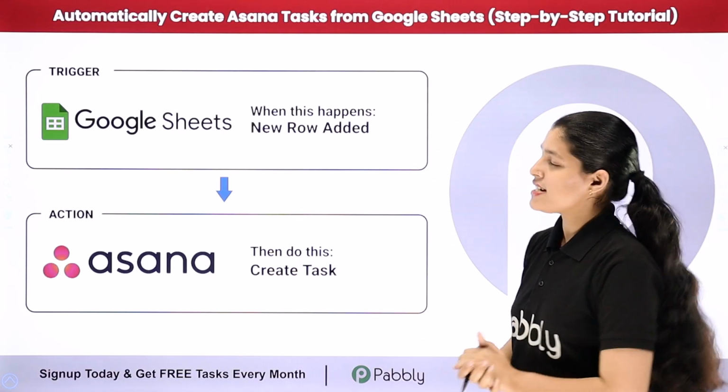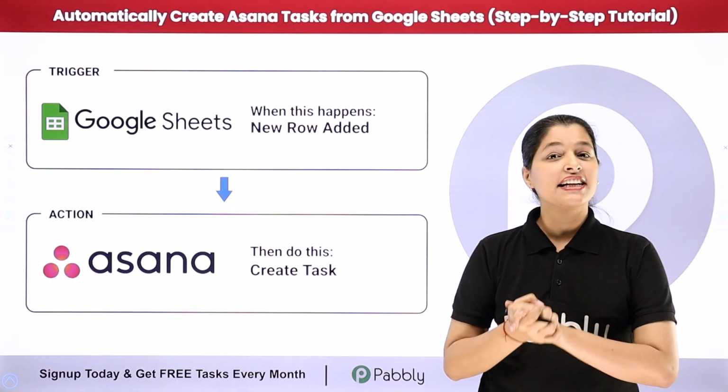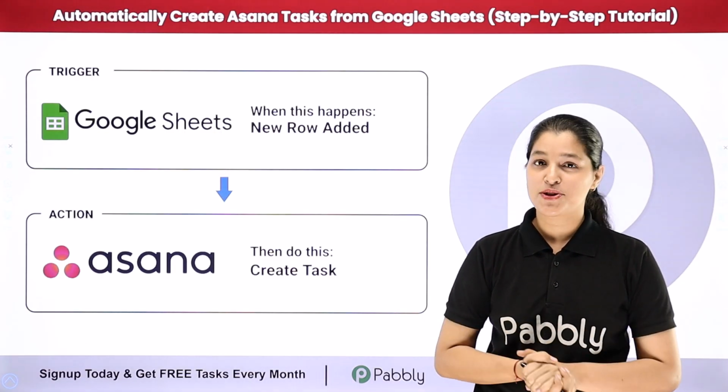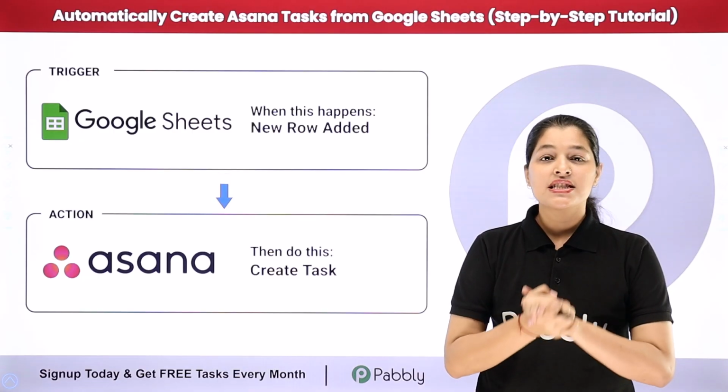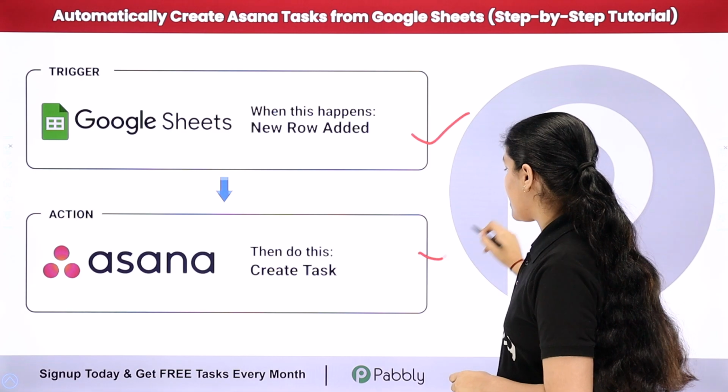task from Google Sheets. And I have created this automation by using Pabbly Connect, which can integrate different applications and start automating your work. So now as soon as I receive a new entry over my Google Sheet, I'm going to create a task in Asana.